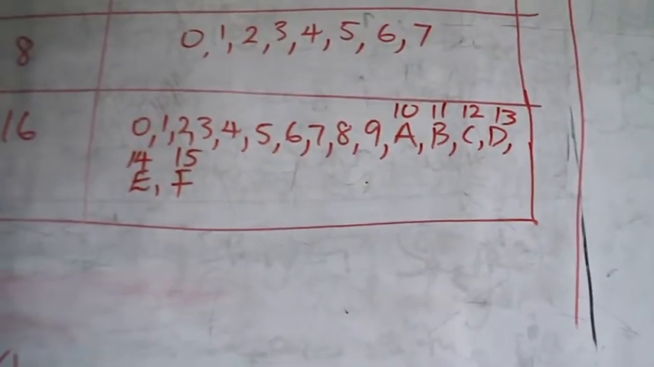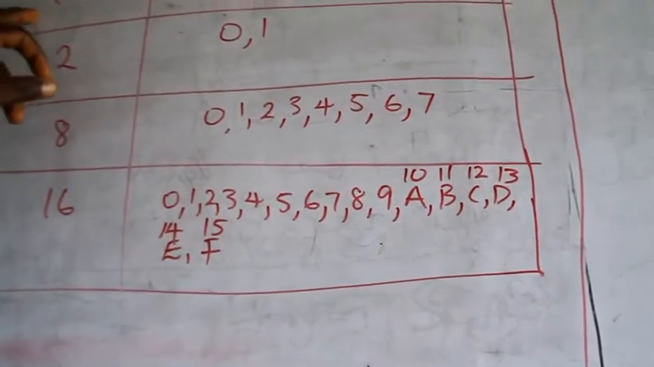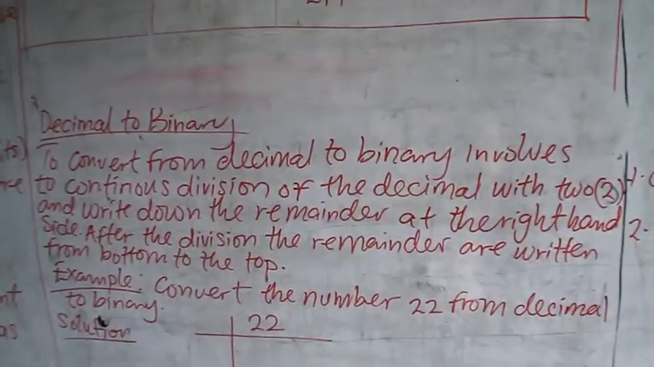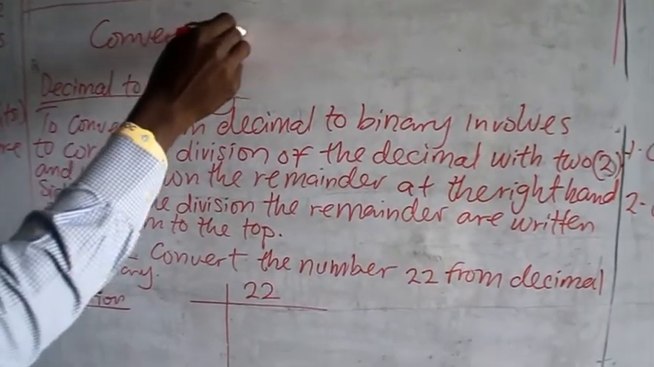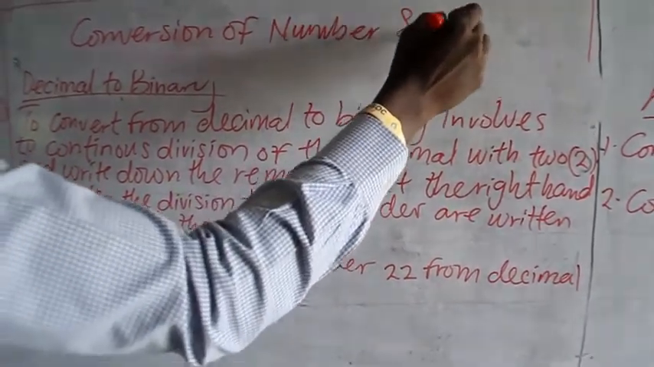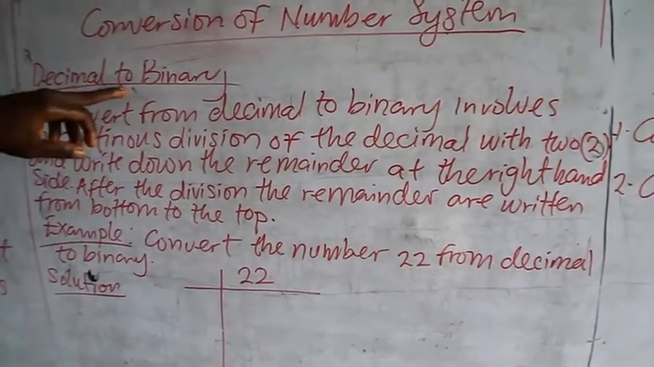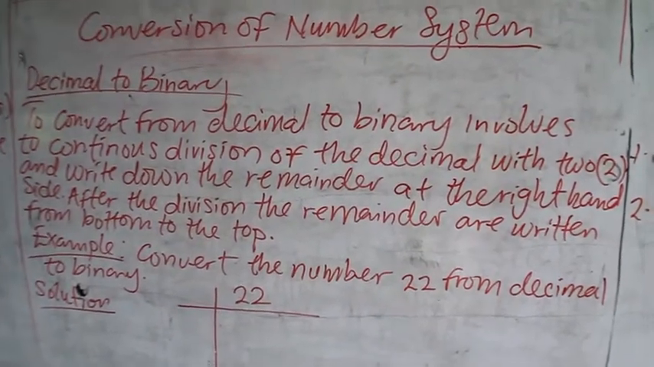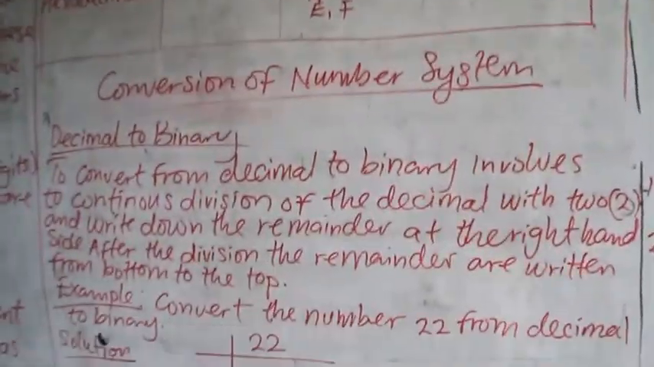Then octal is in base 8, which has 8 digits. Binary is in base 2, which has 2 digits. And decimal is in base 10, which has 10 digits. Now we're going to look at conversion of number systems. Under this conversion, we'll be looking at converting decimal to binary and binary to decimal for this lesson. In the next lesson, we are going to look at how we convert octal, hexadecimal and other number systems to each other.